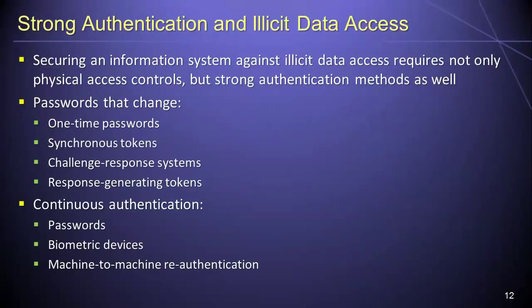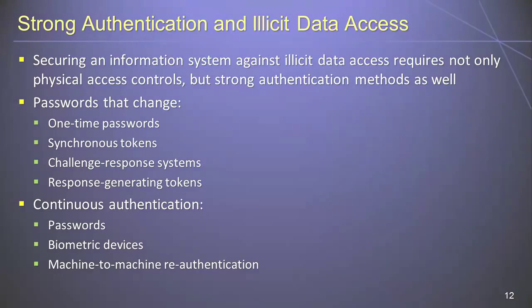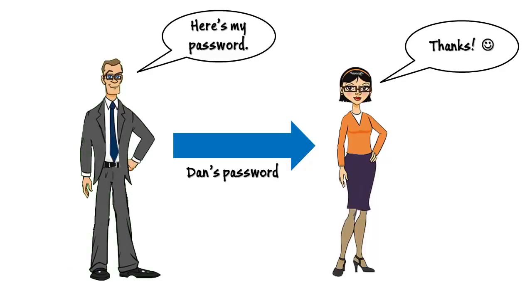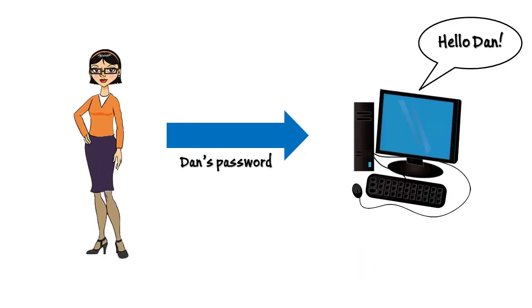Securing an information system against illicit data access requires not only physical access controls, but the use of strong authentication methods as well. Currently, the commonest way in which systems authenticate users is through the use of a password. This is risky because passwords can be easily shared, and an information system has no way of knowing whether the person who supplies a correct username and password is actually the real-world human being to whom those credentials belong.